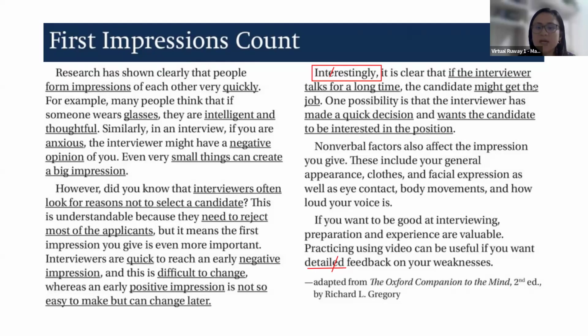Nice job. Questions about the text? Maybe a word that I haven't mentioned in pronunciation.